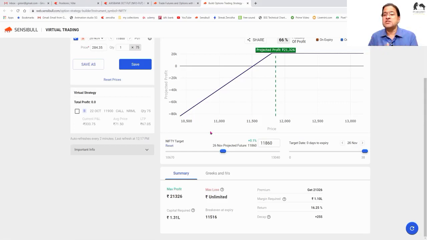The capital requirement is about 1.3 lakhs at this stage. So this is about shorting a put. Now, let's look at a bear spread. What do you mean by bear spread?